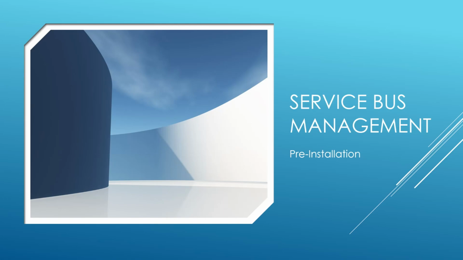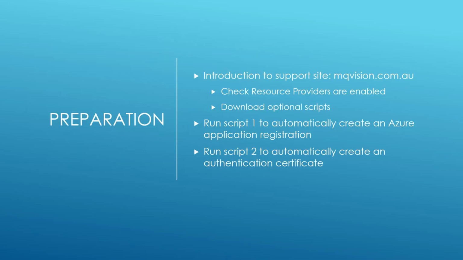This is part 2 of a 5-part video series to install the SBMM solution. In this video, we present the pre-installation steps. We will visit mqvision.com.au, our documentation, installation, and features website. We will check we have the required resource providers enabled in our tenancy. We will download some optional scripts, and we will create a new application registration and a new authentication certificate.